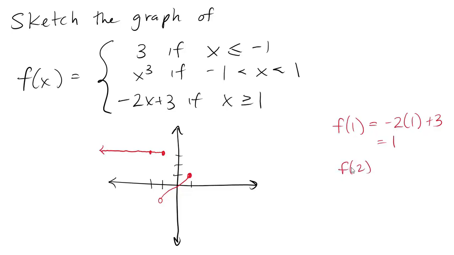One more point should do the trick because we know this is a line. f of 2 would be -2 times 2 plus 3. That's -1. So f of 2 is -1. I'll plot that point, and we get this line here. We know that's a line. This is like f of x equals mx plus b. So here are the two rules joined up at that same spot.